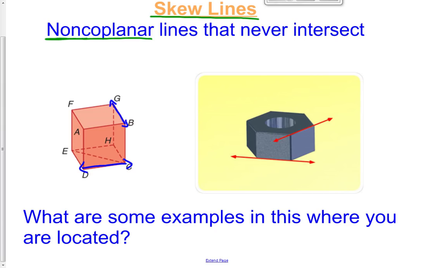Same thing on this hex nut right here. This line and this line are never going to intersect, but you wouldn't call them parallel lines. These are skew lines because they're on different planes. Okay. Again, we'll talk about examples when you get to class tomorrow.